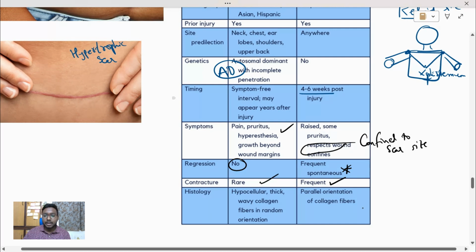Please understand the orientation of collagen fibers is very parallel in case of hypertrophic scar, whereas if you take keloid, this is a wavy pattern. This will be irregular and haphazard, and random orientation will be there in keloid.